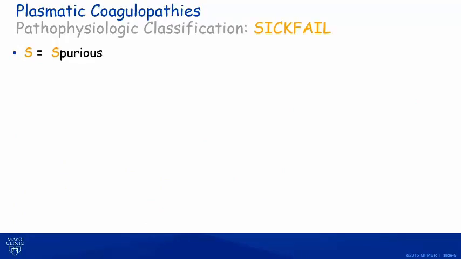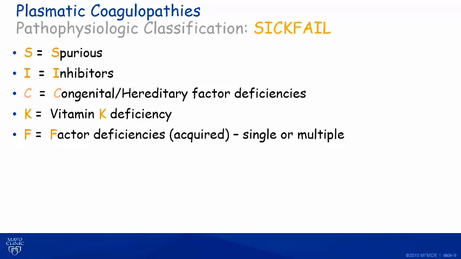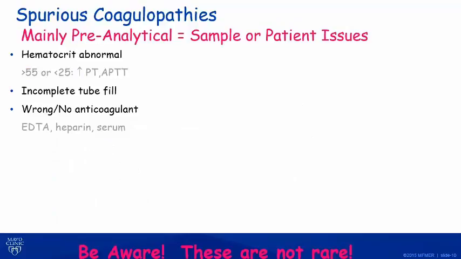Here are the 8 things to remember about why a clotting time is prolonged. It could be spurious, could be an inhibitor of some kind, could be congenital, could be vitamin K deficiency, could be a factor deficiency of another kind, which I'll explain in a moment, could be an anticoagulant, could be intravascular coagulation and fibrinolysis, or DIC, or it could be liver disease. So we'll address each of these briefly and then circle back to the case and the algorithm at the end.